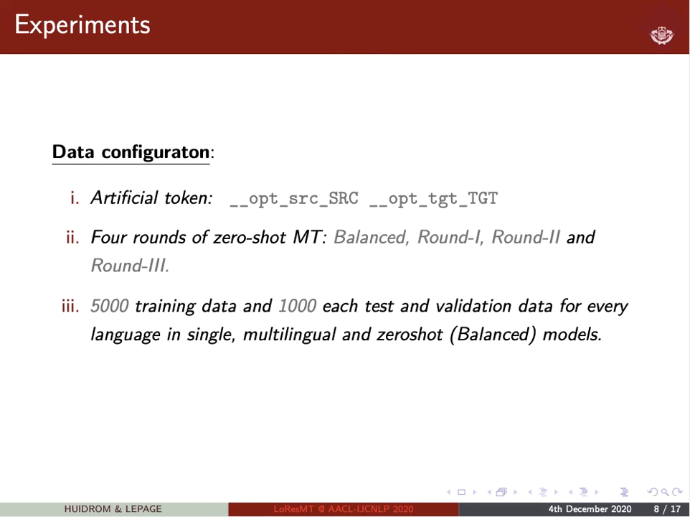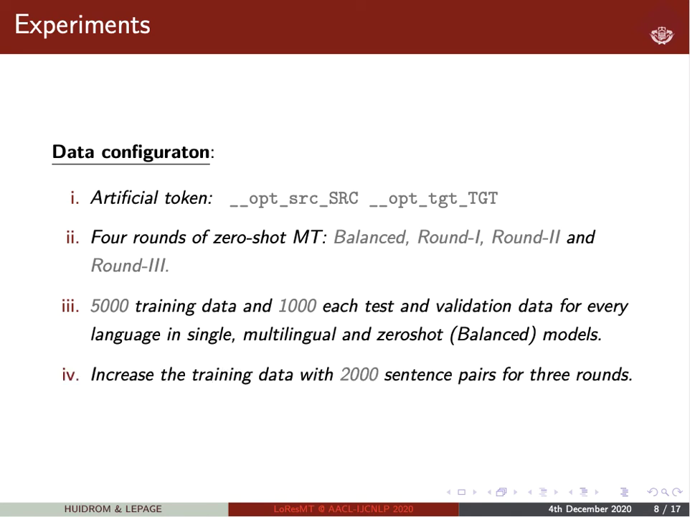About the number of sentences that we are taking into consideration, we are taking 5,000 sentences for training data and 1,000 sentences for testing and validation. It's for single, multilingual, and zero-shot balance models. And for round 1 to round 3, we are increasing the number of sentence pairs of the training data by 2,000.